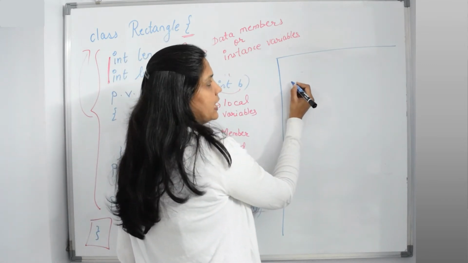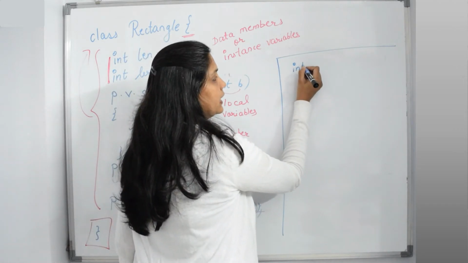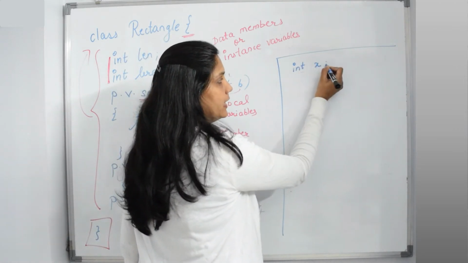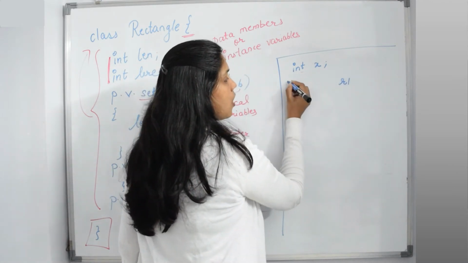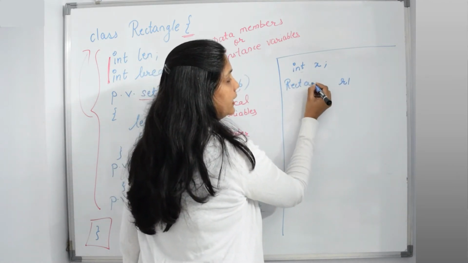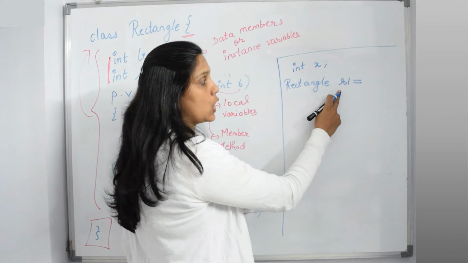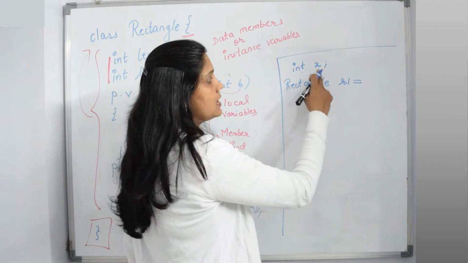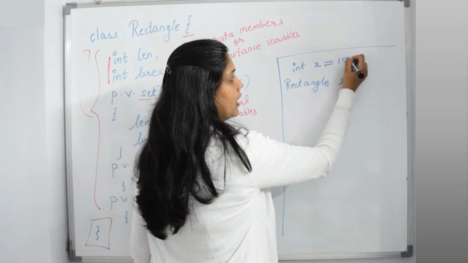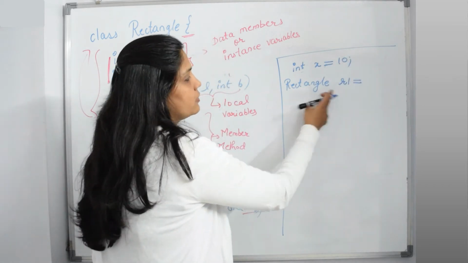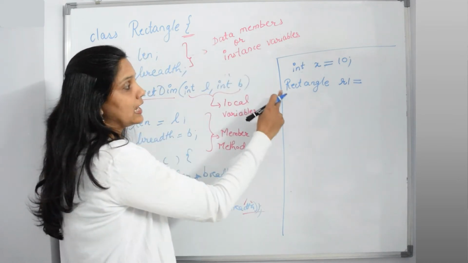So when we say I want to declare a variable x of type int, how do you say declare a variable x of type int? I want to declare a variable r1 of type rectangle. And this rectangle now is not a normal variable as opposed to x, which is an int, and I can just initialize the value as 10. But this r1 is of a different type, that is my own class, that is rectangle.